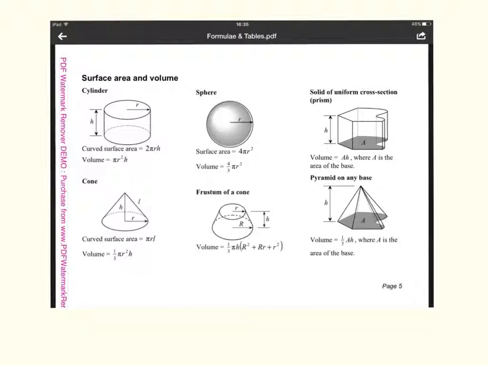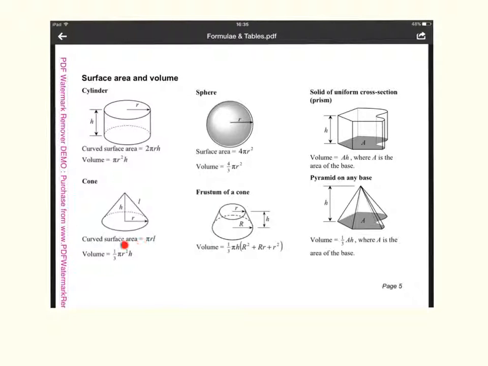So now we're going to look at volume and area and surface area as well. These are all in your log tables. You have your surface area and volume of a cylinder, curved surface area, so that's like the face of it just there in the curved surface, and we've got the volume.